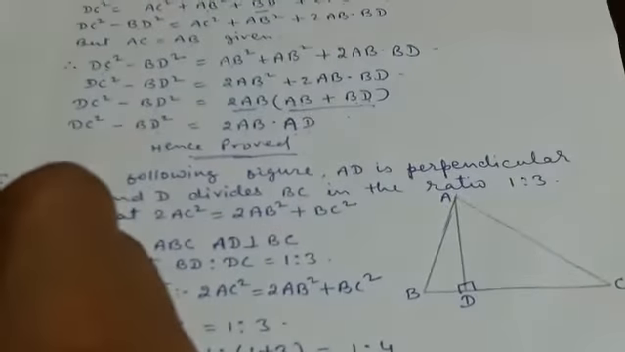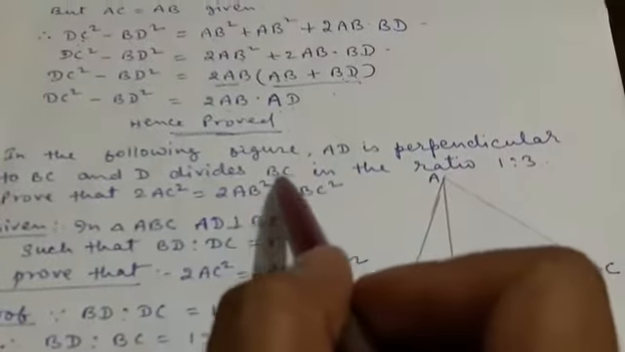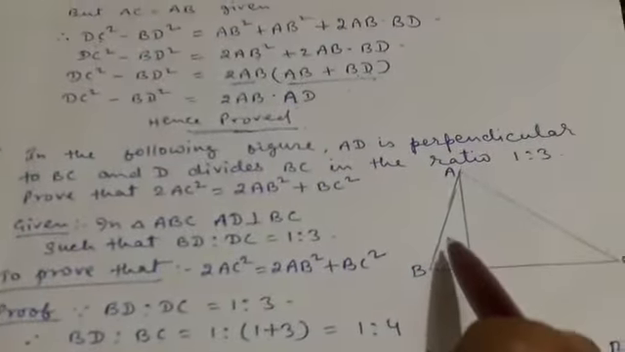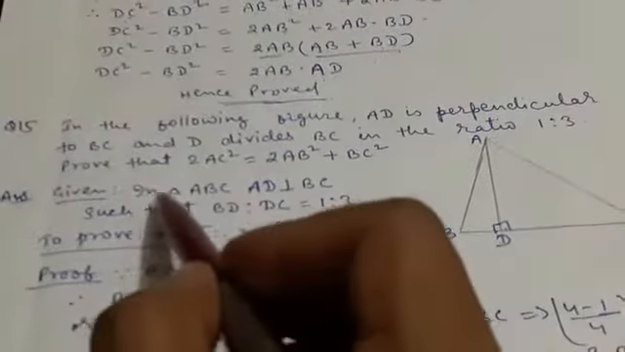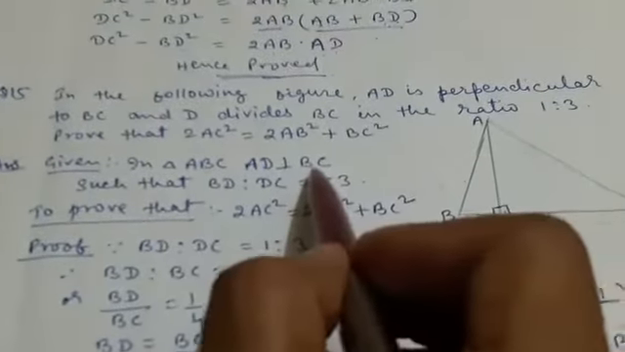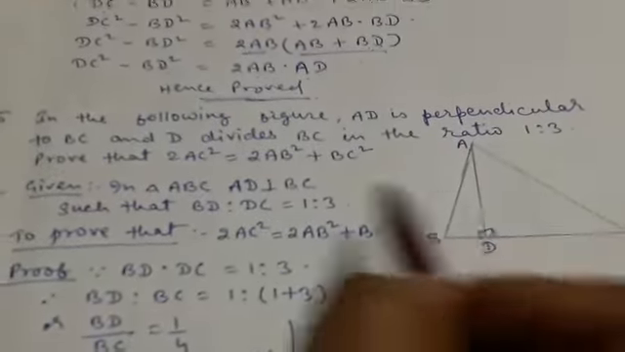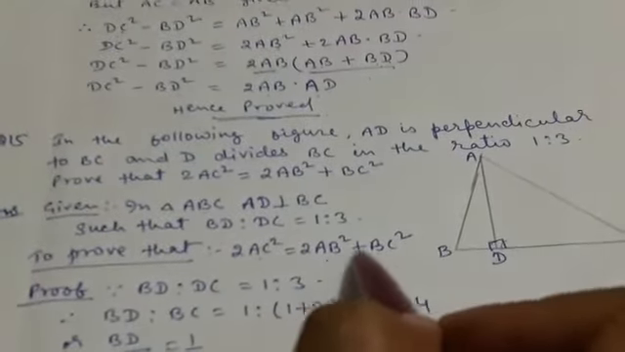Now let us see the next question, number 15. In the following figure, AD is perpendicular to BC and D divides BC in the ratio 1:3. Prove that 2AC square is equal to 2AB square plus BC square. Let us see. Given: in triangle ABC, AD is perpendicular to BC, it means this is 90 degrees, such that BD ratio CD is equal to 1:3. To prove that 2AC square is equal to 2AB square plus BC square.